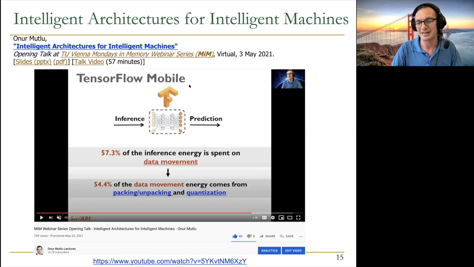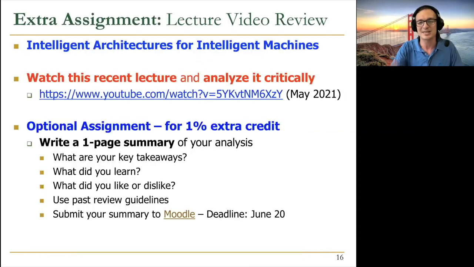So again, this is not a required assignment. It's an optional assignment, but you get 1% credit for it. And hopefully you'll learn about some cutting-edge issues in processing in memory. I would recommend doing that, but you don't have to if you don't want the 1% credit. But 1% credit is nice, of course, right? Okay, so that's the optional assignment.